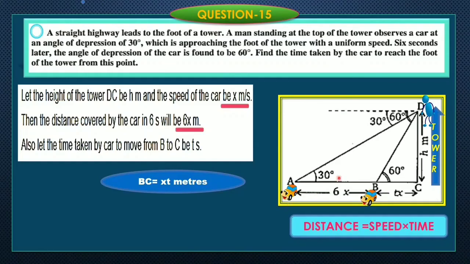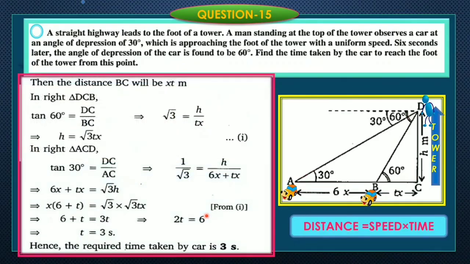Now what we will do next, we will consider these right triangles one by one to find these values. So here you can observe in this triangle DCB, we will take tan 60 degrees equal to DC upon BC. Substitute the values, you will get the value of h as root 3 into t into x. Give this as equation number 1.